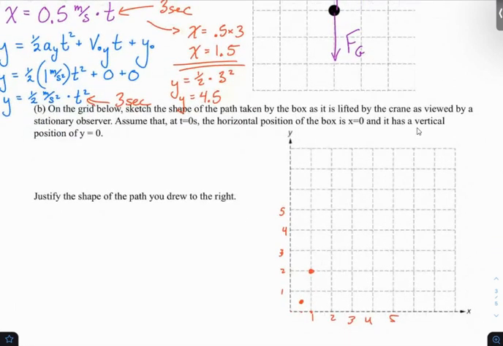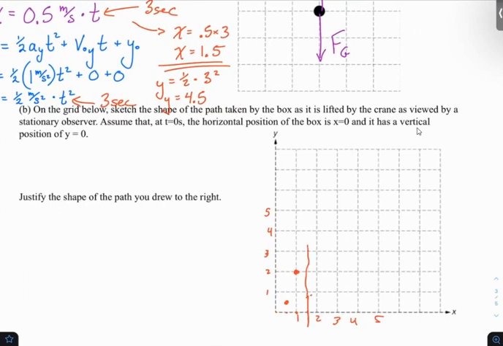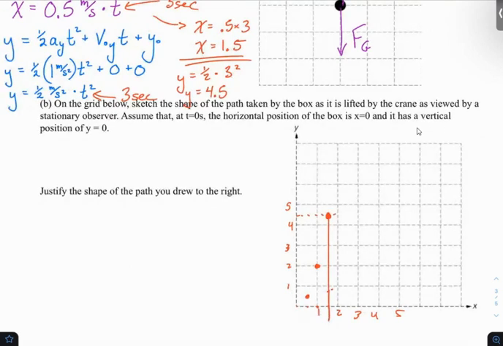So when x is 1.5, which is here, y is going to be at 4.5. You can use that as well. Either way, you can do it with the two separate equations, plugging in the same time into both and seeing where they are and graphing it, or you can use the equation that we got in part C and plug it into B.